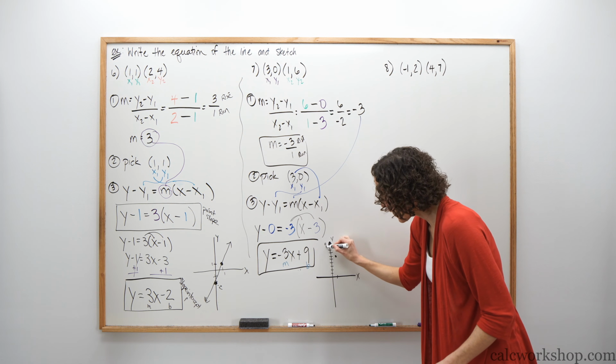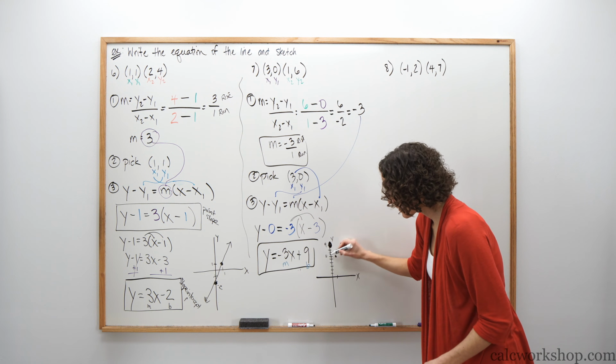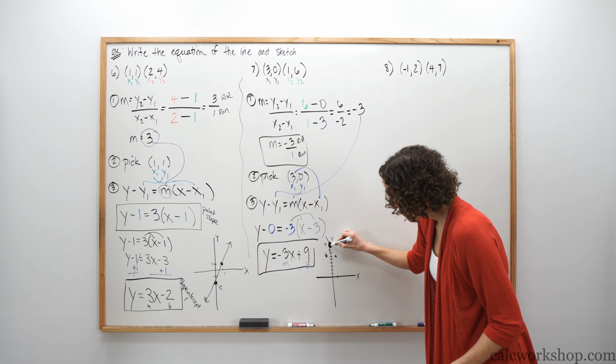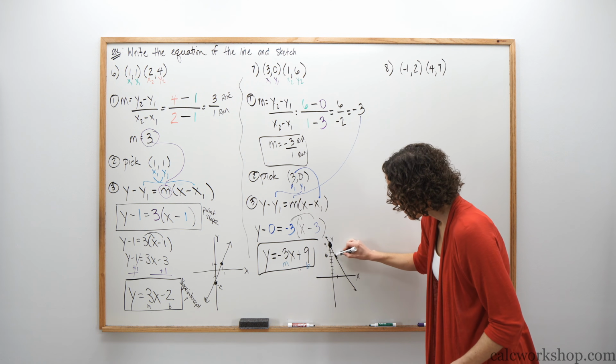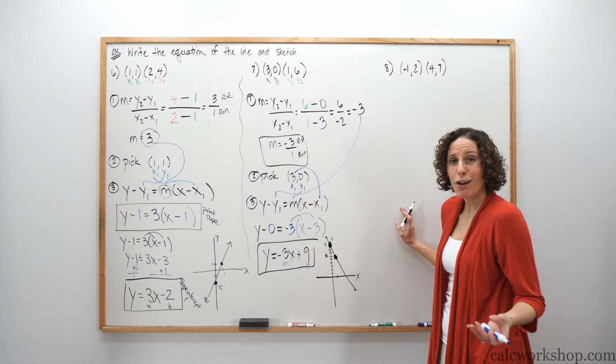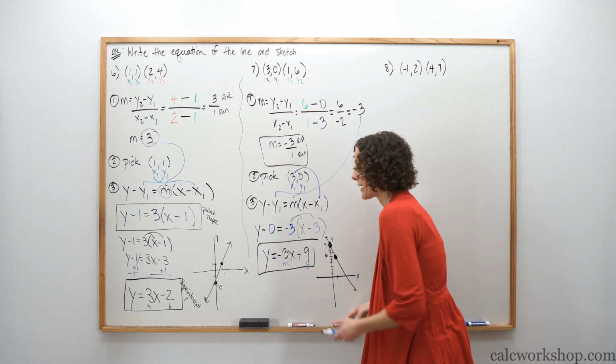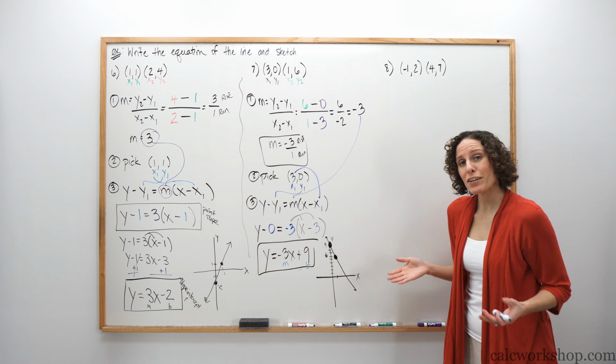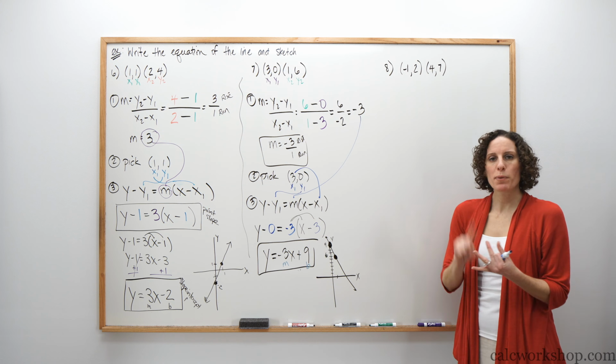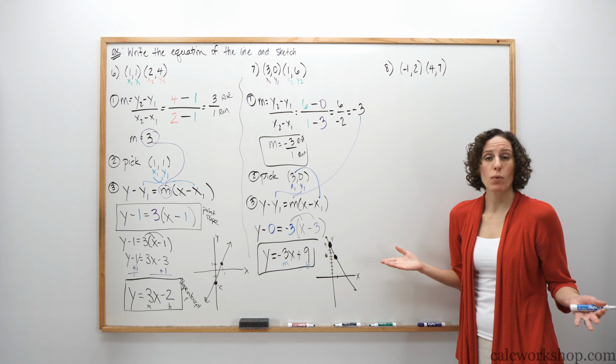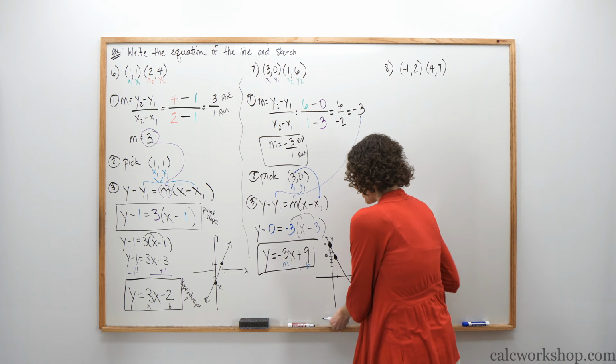Here we are. This was 9. This would be the value of 6. And we connect those two dots. And there's the equation of our line, or there's a sketch of our line. So all in all, very, very straightforward. You find the slope, you pick a point, you drop it into the formula, and away it goes. So now, let's look at the next question.